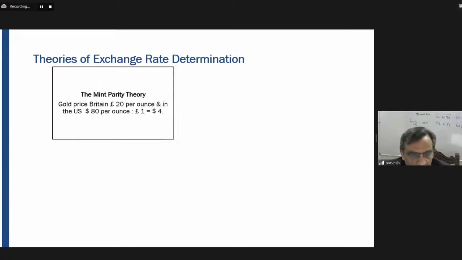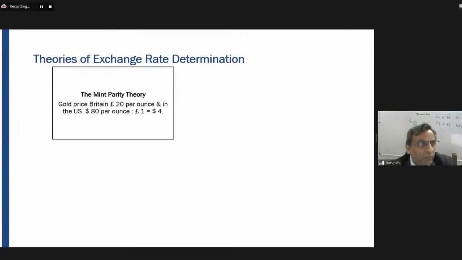The old theory, which is no longer applicable, and the first theory in the world, was called the mint parity theory, which was based on gold. The gold standard, which you might have heard about in some discussions. Say the gold price in Britain was 20 pounds per ounce, and in the US it was $80 per ounce. Suppose these are the rates of gold in the two countries. Then we say that 1 pound is equal to $4.